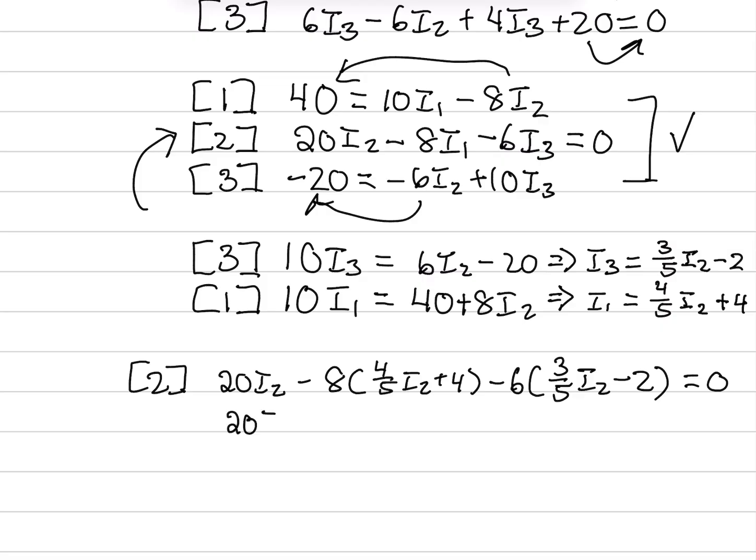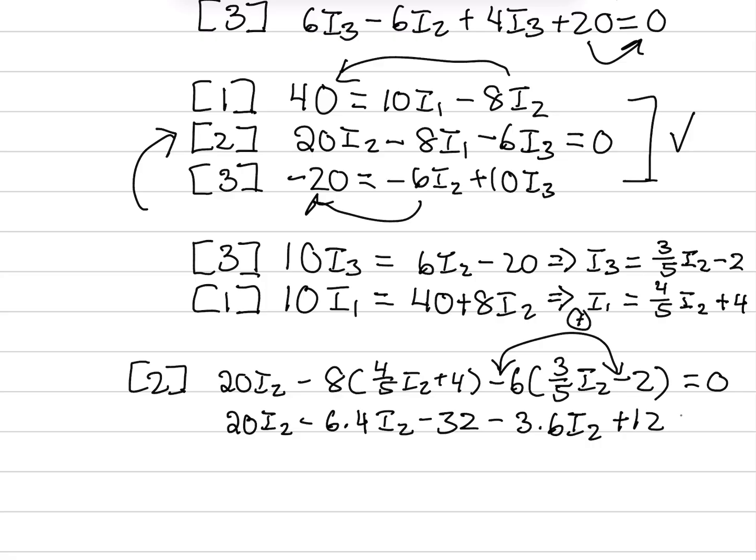And then if we simplify it one time, it's going to be 20 I2 minus 6.4 I2, and then 4 times 8 is 32, and then minus 3.6 I2 plus 12, because the negative and the negative becomes positive. And then if we combine like terms again, we're going to have 10 I2 equals 20. And if you do simple division, we know that I2 equals 2 amps.